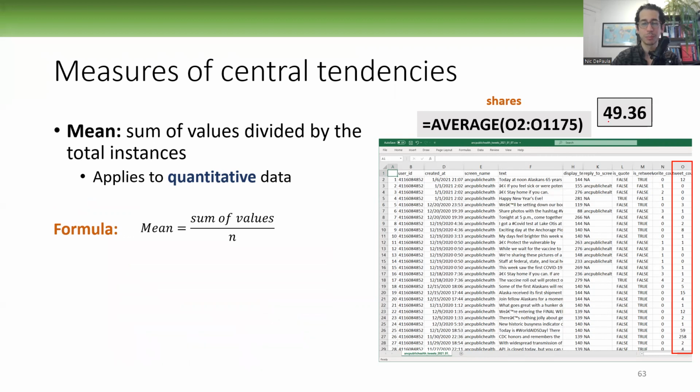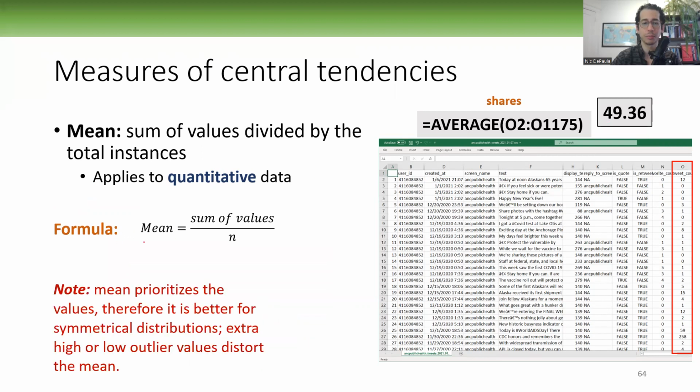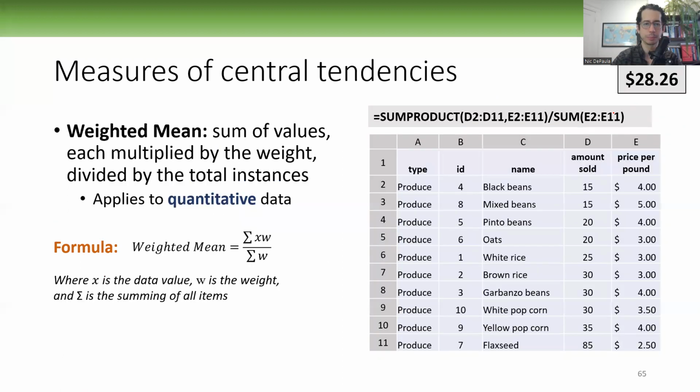the average, because the average counts all the values. The mean prioritizes the values, whatever the values are. So it's better for symmetrical distributions, not good for skewed distributions, because the extra high or low outlier values distort the mean. We have just a few records with very high shares, maybe hundreds or thousands, which brings this value up high and creates a different measure of central tendency. So we've got to be careful when we're talking about averages, means, and a median, and know when and how best to apply them. Another notion that is important to remember is the weighted mean.